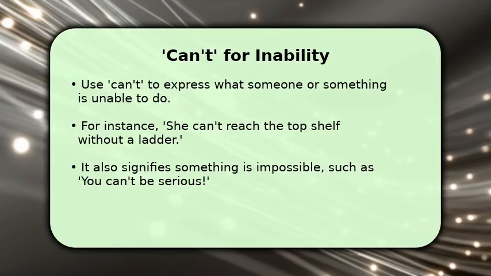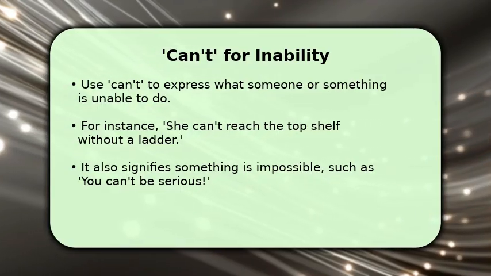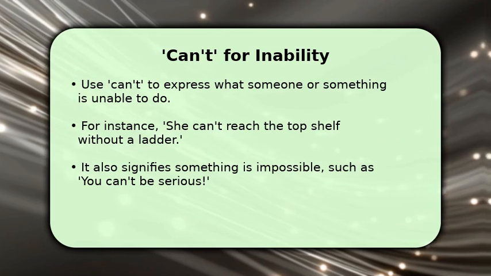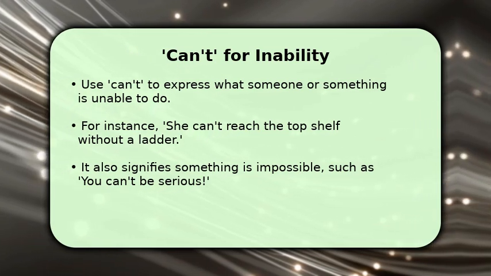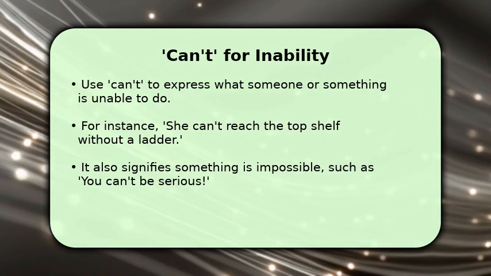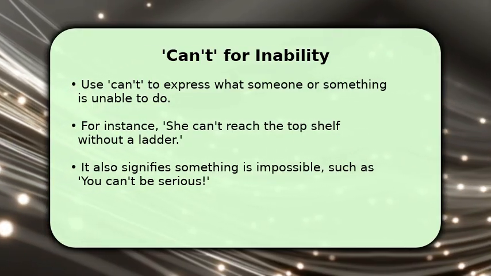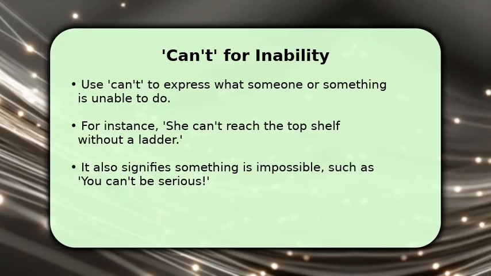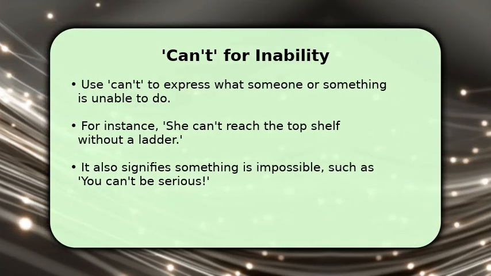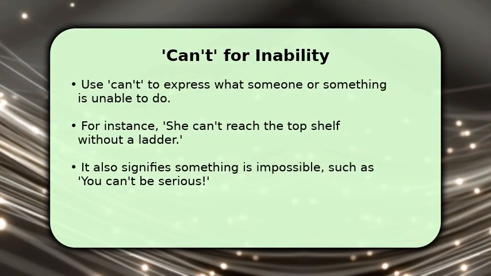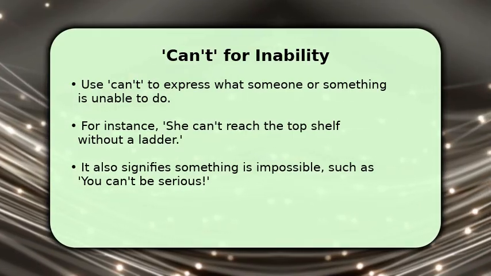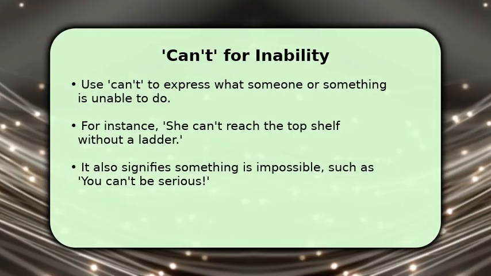Now let's look at can't, the negative form, which indicates inability or impossibility. If you are unable to do something, you would say, I can't swim across that wide river. It also expresses that something is not possible or not allowed. For example, you can't fit a 10-foot sofa into a 5-foot room. This clearly states an impossibility due to physical constraints.